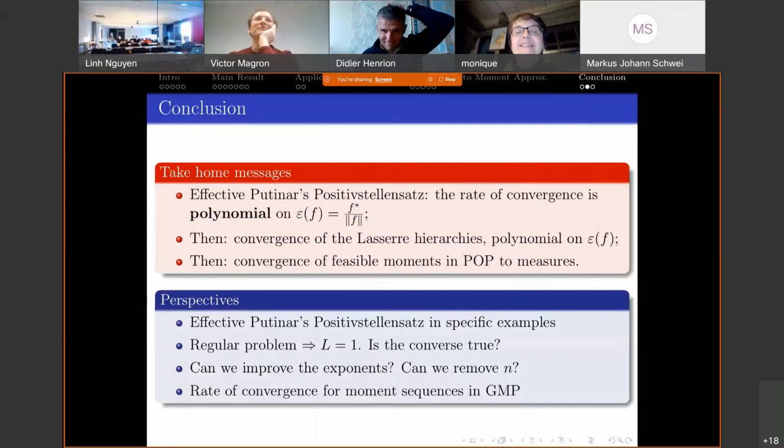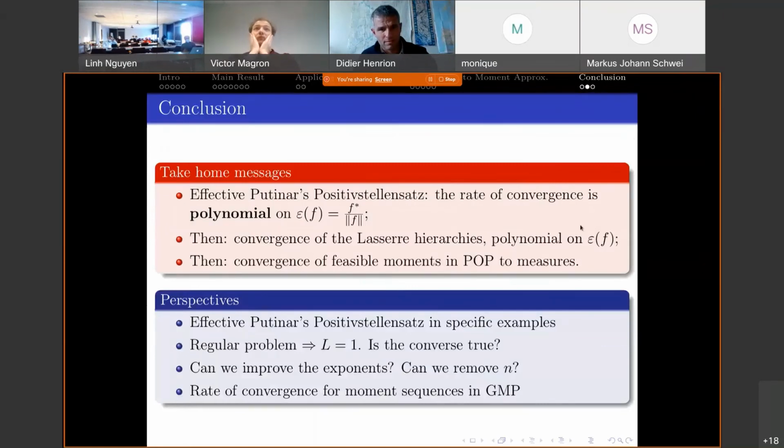So the take-home message is, first, that the effective Putinar Positivstellensatz has a polynomial rate of convergence in epsilon of f. And this gives a convergence rate of the Lasserre hierarchy that is also polynomial in epsilon of f. And also the convergence of feasible moment sequences in polynomial optimization to measures.